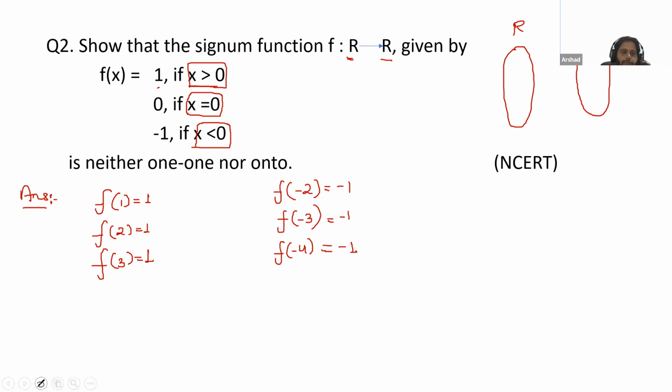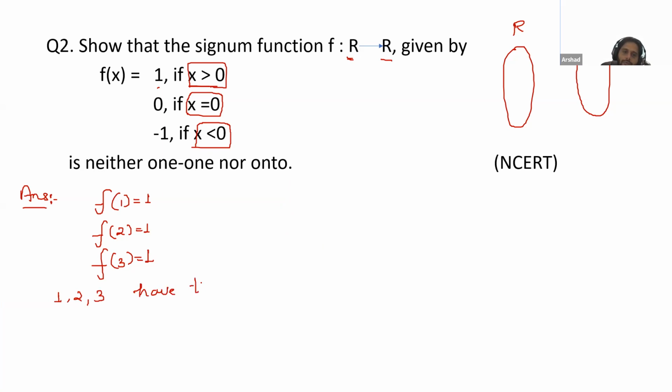So what can we write here? We can say only 2 examples are enough. We have taken 3 here, so we can write like this: 1, 2, and 3 have the same image 1. Hence the given function is not 1-1.